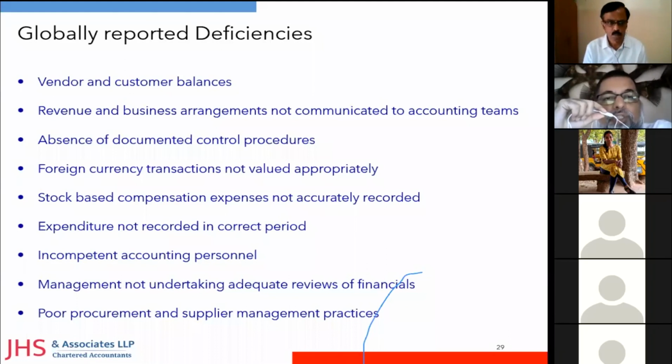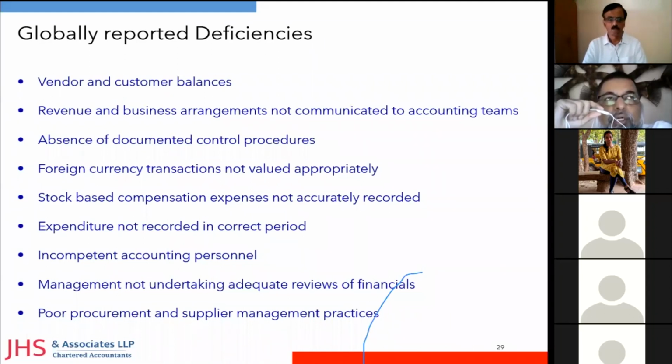The first is vendor and customer balances. If vendor and customer balances are not confirmed, you are in a red zone. More often than not, you will be failing in your internal financial control exercise, and the auditors are going to be qualifying this particular aspect.